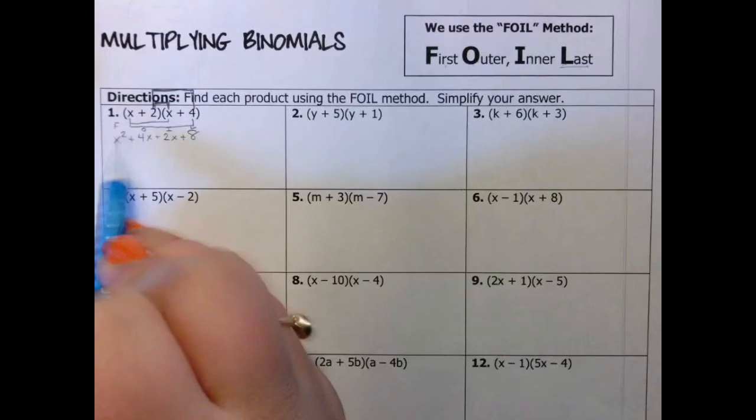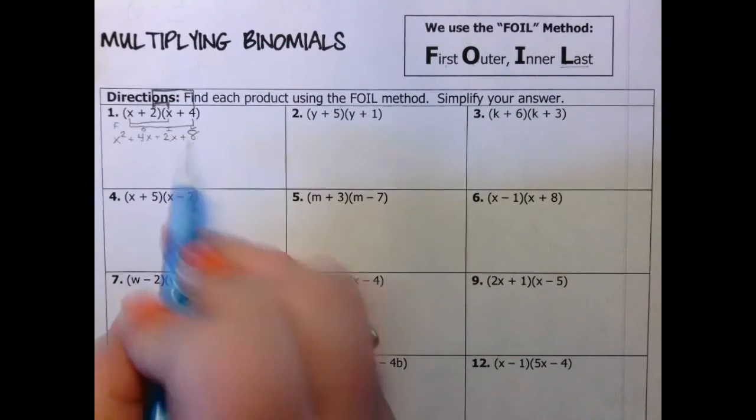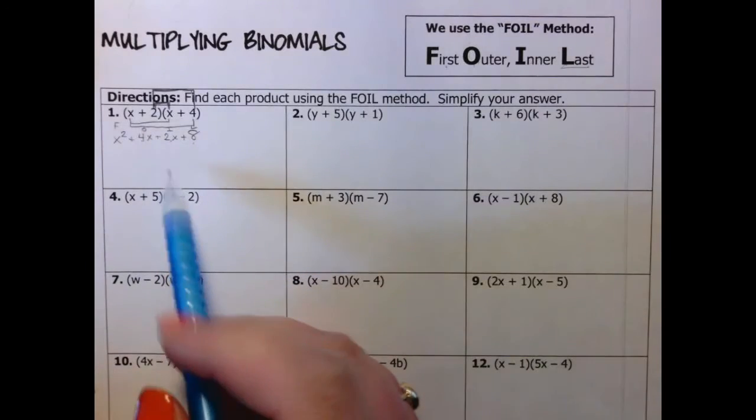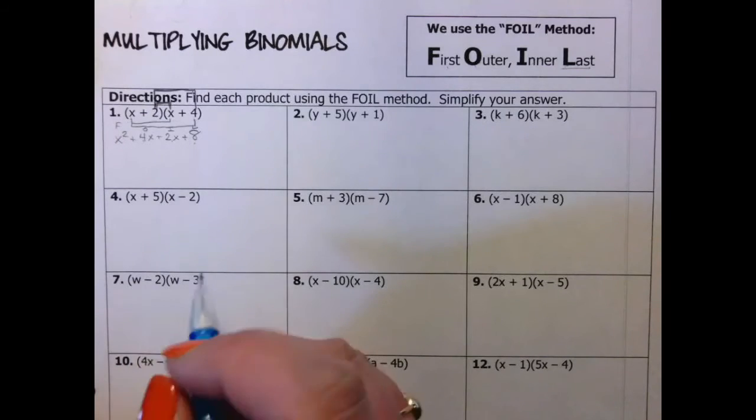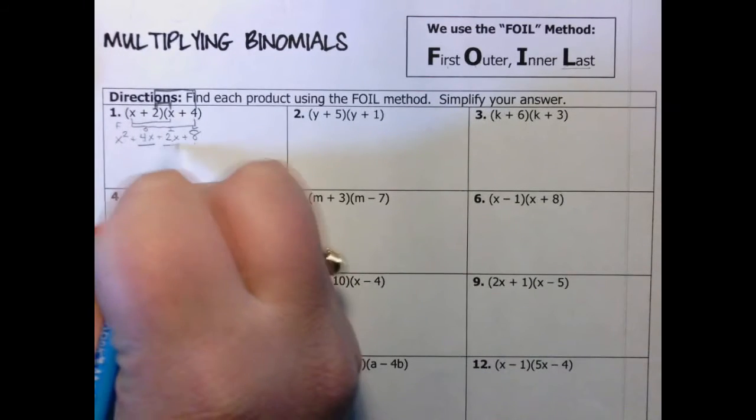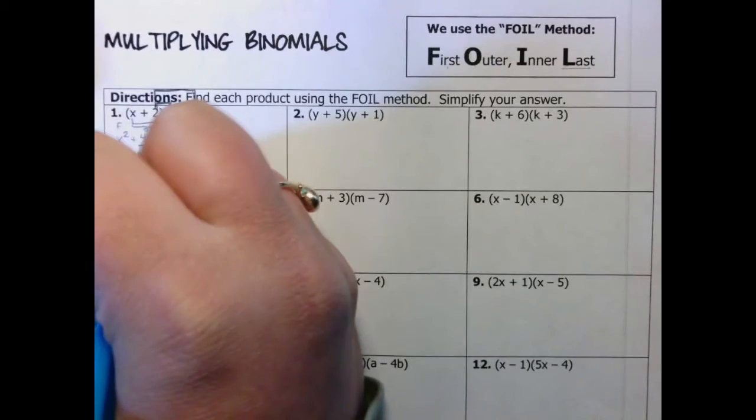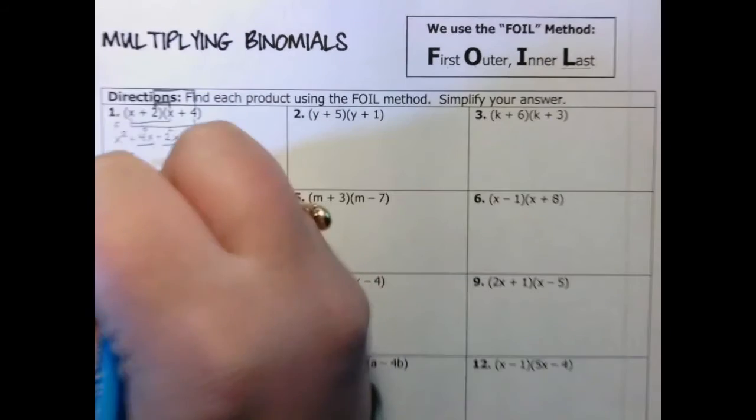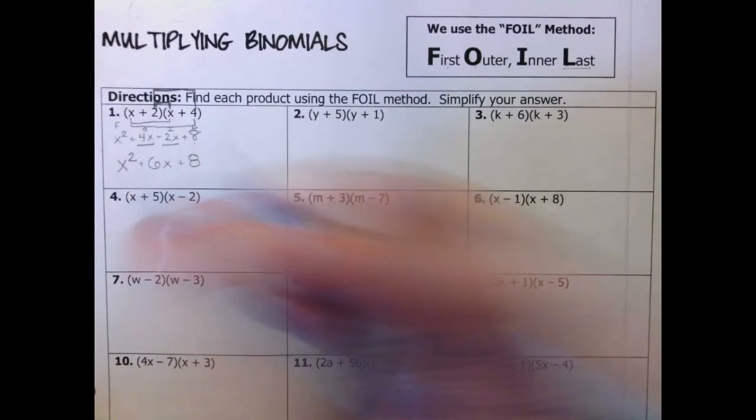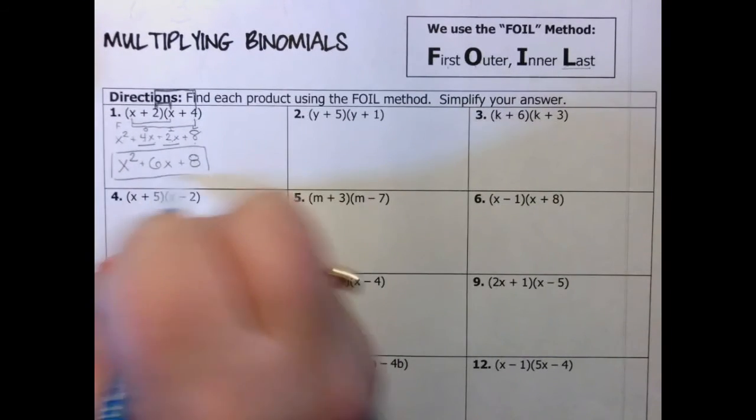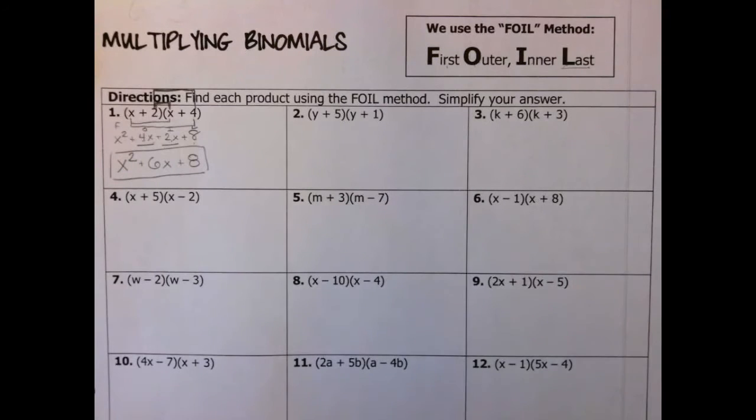So we've got our F, O, I, and L. Now all we're doing is combining like terms. So like terms are those that have the same variable with the same exponent. So looking here, I have x squared plus 4x plus 2x plus 8. The only like terms that I have in this one are going to be 4x and 2x. So my x squared is going to stay the same. 4x plus 2x gives me 6x. And then I have my plus 8, that's going to also stay the same. So my final answer is x squared plus 6x plus 8.